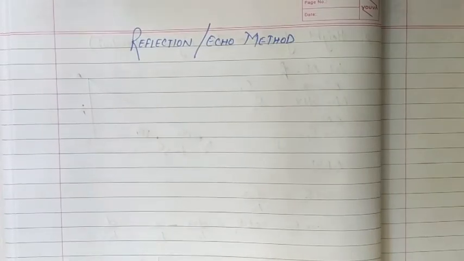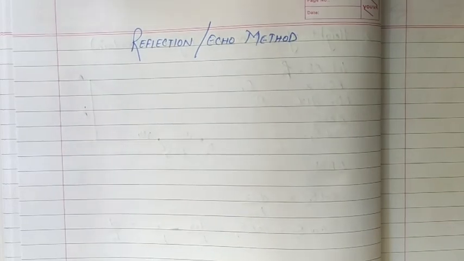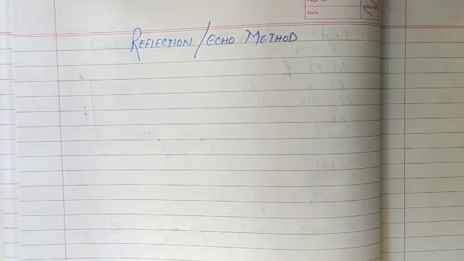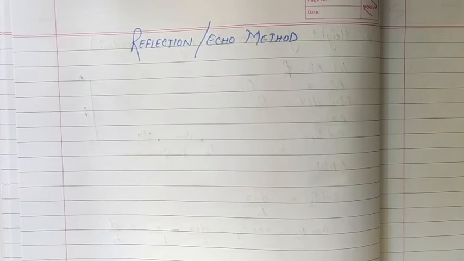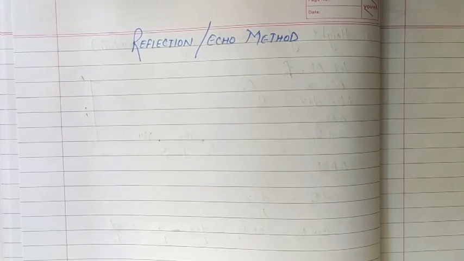Now the next method that we have is the reflection or echo method. As the name suggests, echo, here we are going to use sound waves, and this is the method which is basically used to find the distance of a hill. So for that we fire a gun towards the hill, and we observe the time interval between the instant of firing of the gun and the instant of hearing the echo of the gunshot.